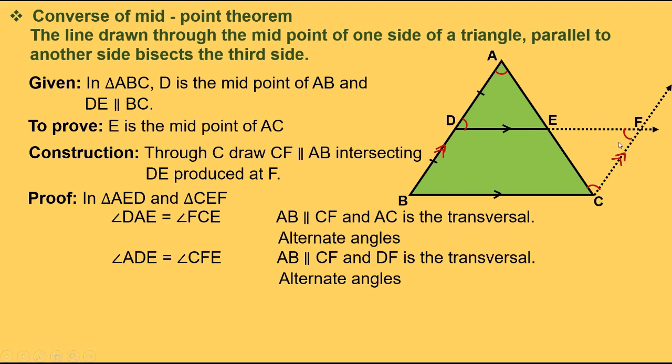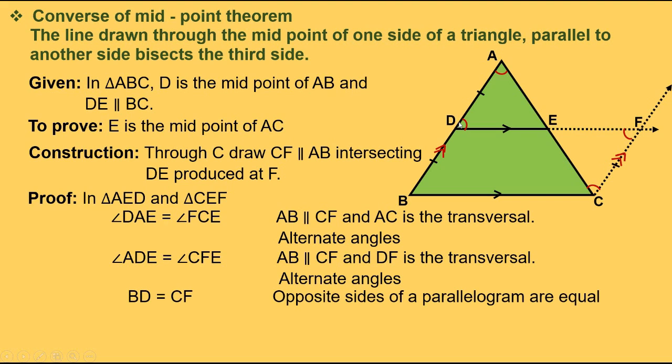Now BD is equal to CF, opposite sides of a parallelogram are equal. But AD is equal to BD, since D is the midpoint of AB. Since BD is equal to CF and AD is equal to BD, AD is equal to CF.